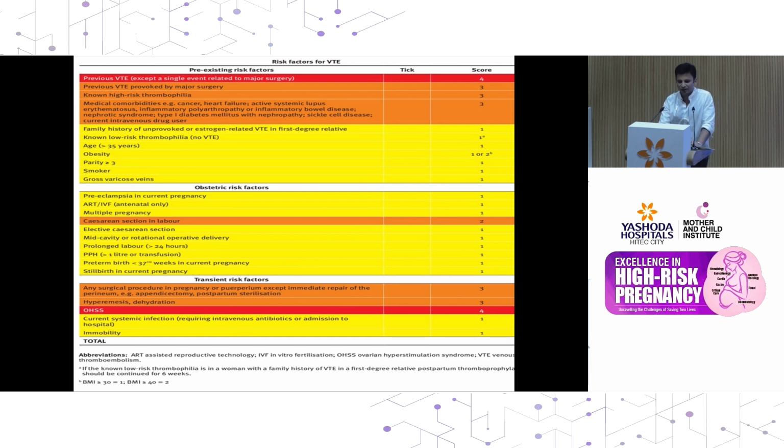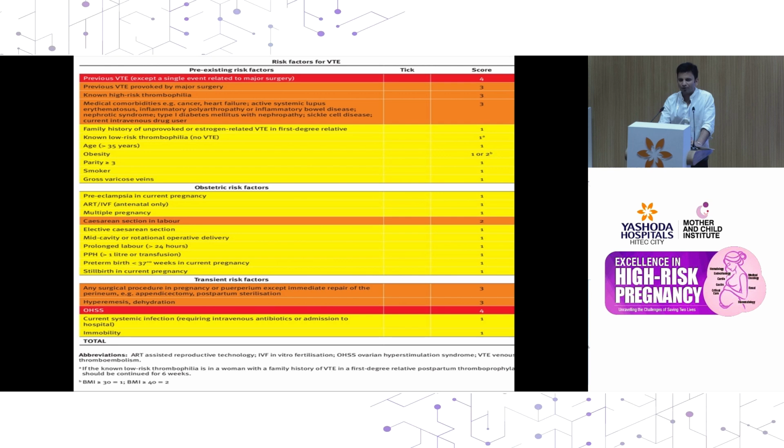where you can see mainly a patient having pre-existing conditions like venous thromboembolism. A single episode of venous thromboembolism because of major surgeries, and venous thromboembolism that is unprovoked or because of idiopathic reasons. If it is because of idiopathic reasons, we score it as 4. If it is a single venous thromboembolism because of major surgeries, we categorize it as 3.